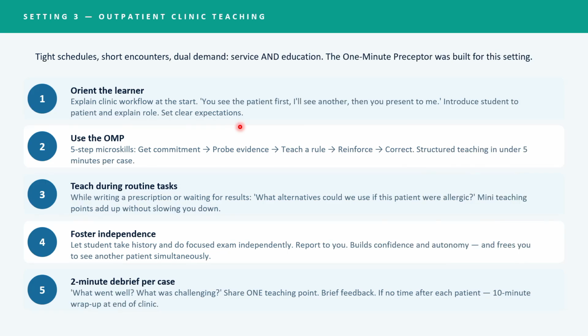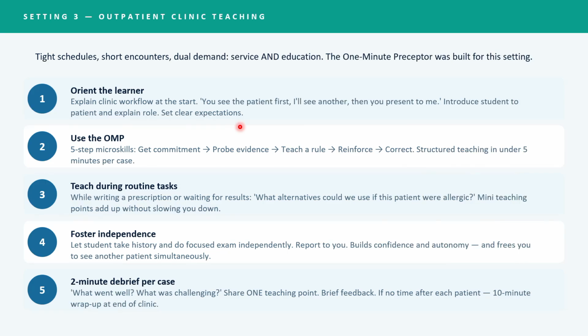It is very important here to foster independence, and this will help in developing deliberate practice. Let the student take the history and do a focused exam independently. Then they report to you. This will help to build confidence and autonomy for the learners, and also will free the trainer to see another patient simultaneously.